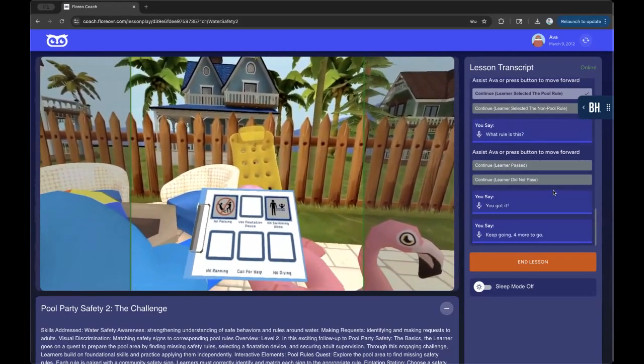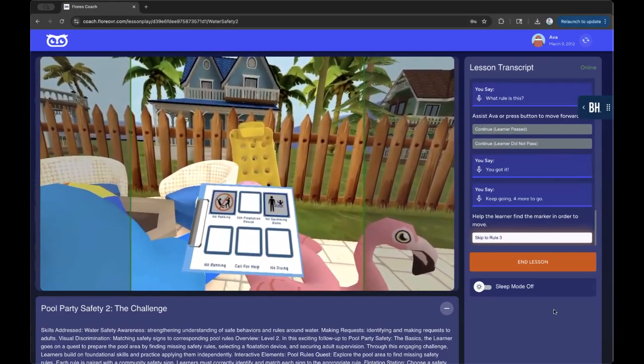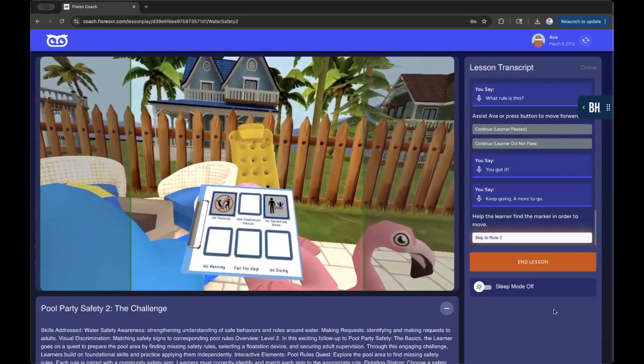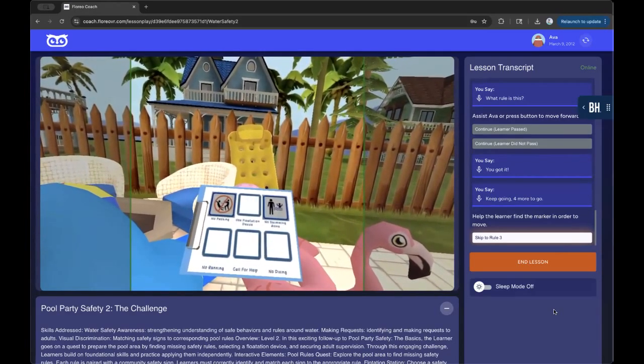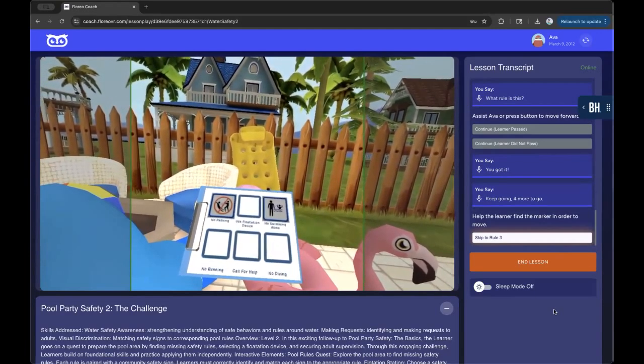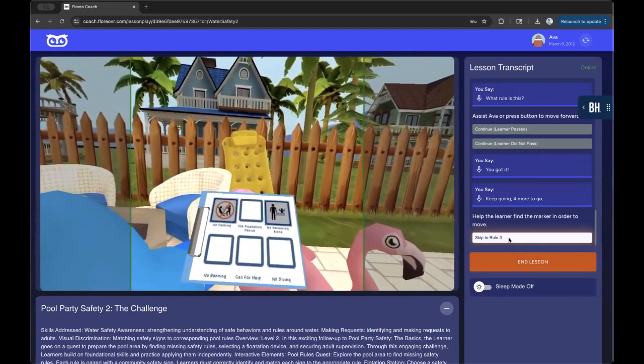Nicely done. And you'll notice that those same two buttons appeared. This will appear for many, many parts of lessons where there is what we call a fixation check. And that's the learner looking at something in the lesson to either make it move or to select it. And so this is another accessibility feature that we have available. All right, we're going to skip to rule 3.